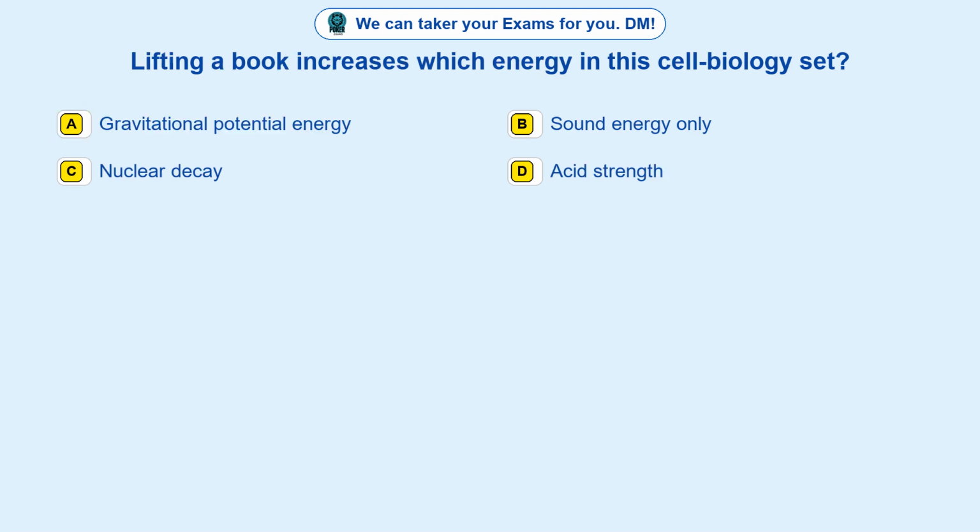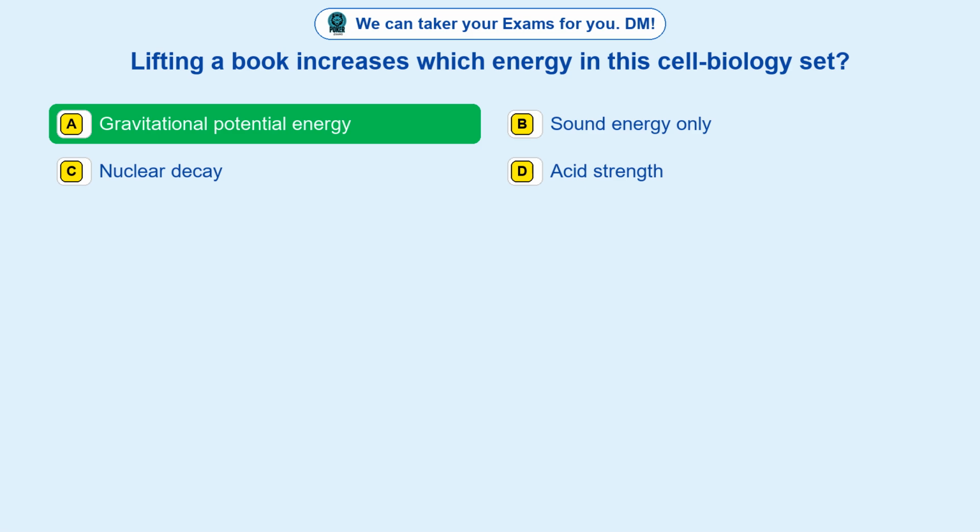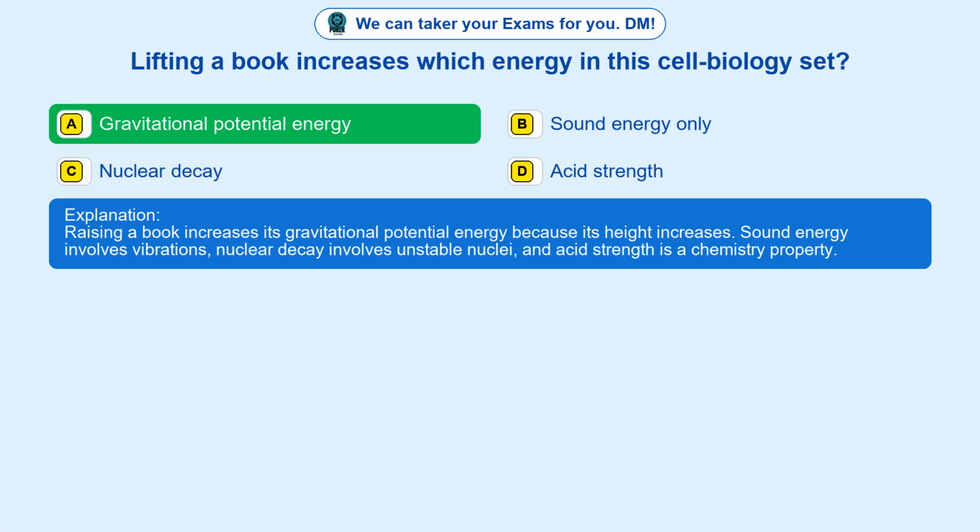Question 61. Lifting a book increases which energy in this cell biology set? Option A, gravitational potential energy. Option B, sound energy only. Option C, nuclear decay. Option D, acid strength. The correct answer is option A, gravitational potential energy. Raising a book increases its gravitational potential energy because its height increases.